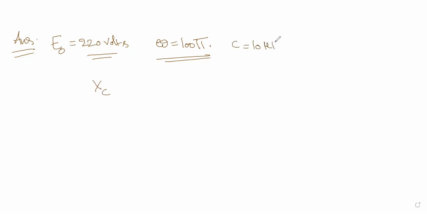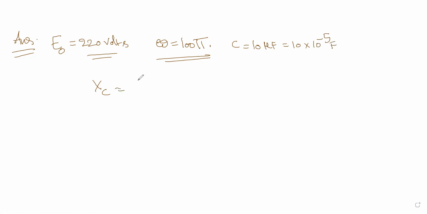So looking at the equation, you can see that E naught value is 220 volts. What is E naught? That is the peak value. And now omega, I told you that is 100 pi. So we'll compare the argument with omega t, that is 100 pi. And now they asked to find Xc. What is the capacitance they have given? 10 microfarad. So we'll write 10 into 10 to the power of minus 6 farad.